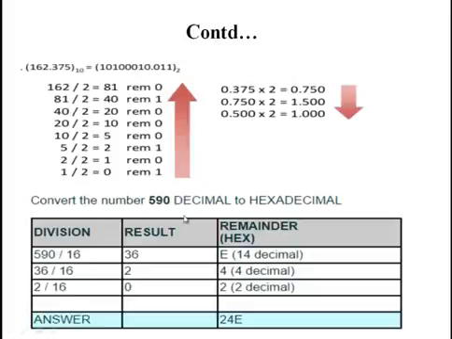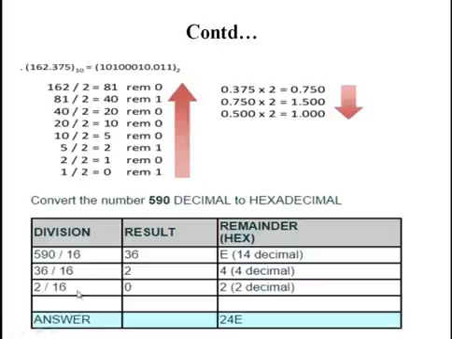Now if we have a decimal number 590 and we have to convert it into hexadecimal, we divide this decimal number 590 by the base 16, which is for the hex. So the quotient is 36 and the remainder is 14, but 14 in hex is written as E. Again we divide the 36 by 16, the result is 2 and the remainder is 4.